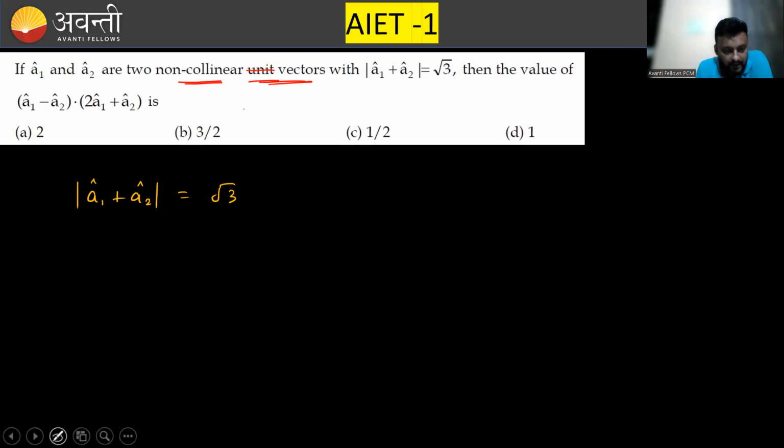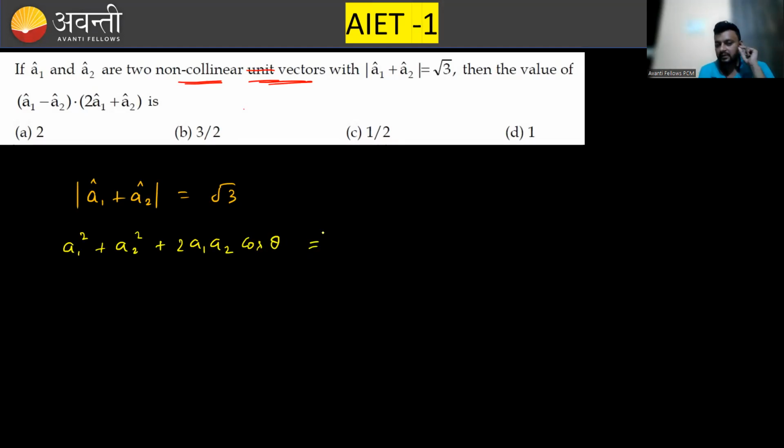If these are two vectors, then the magnitude you can write as A1 square plus A2 square plus 2A1 A2 cos theta, which is equal to... now remember one thing, this is the term which is under root. Now if it is under root, I am removing this root, and so it will become 3. Square of root 3 will be 3.